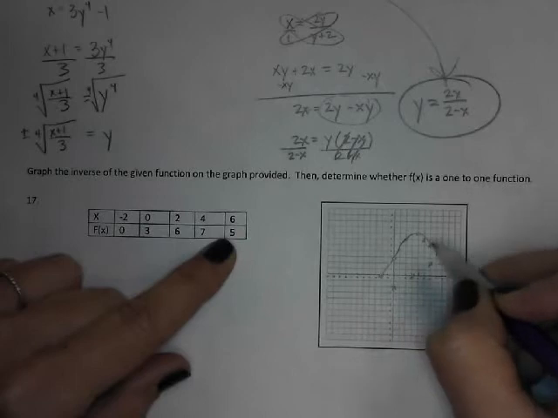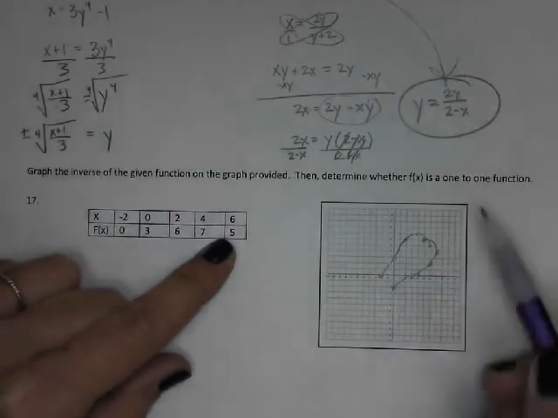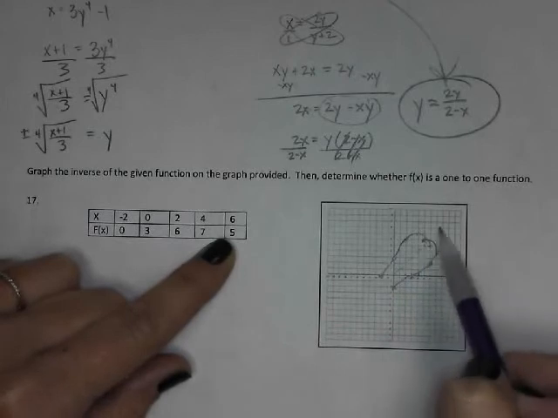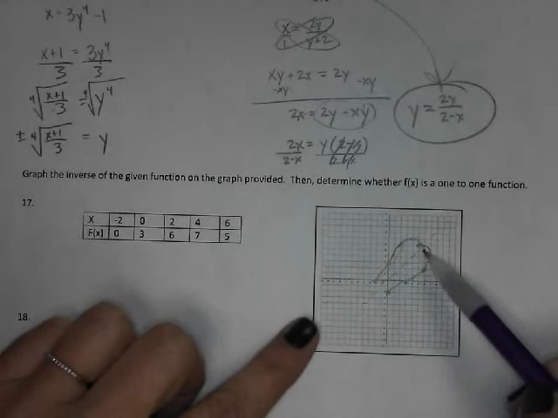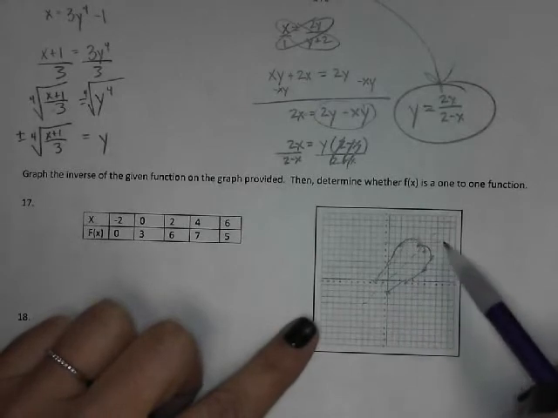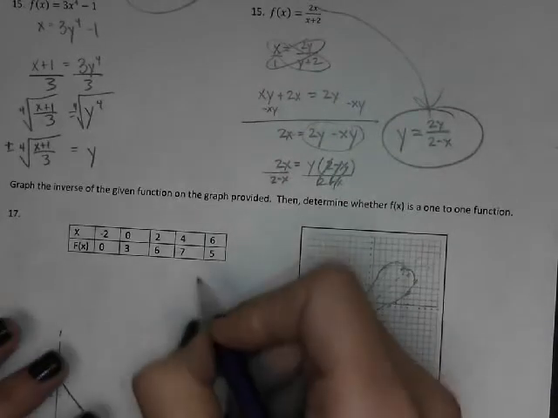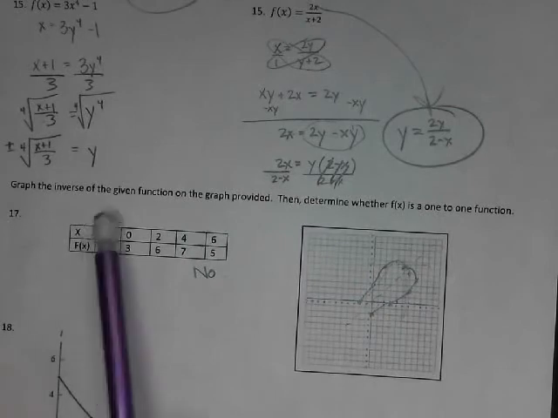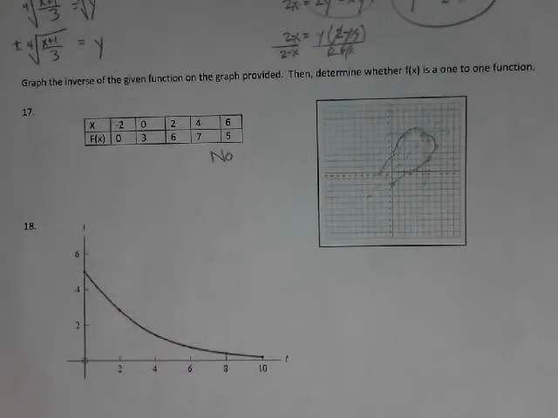Now remember, the order that we just graphed these in, this does something like this. So you should see the symmetry between those two. But also note, the original here failed the horizontal line test. So the inverse is going to fail the vertical. So is that a one-to-one function? No, because the original fails the horizontal line test. So the original is a function, but it's not a one-to-one function.